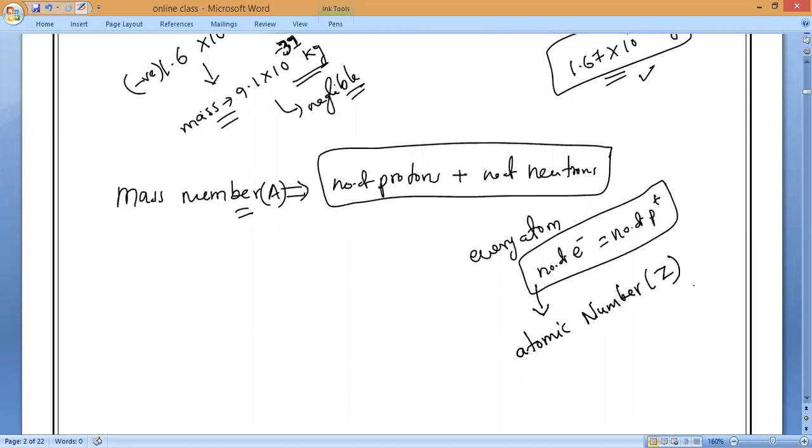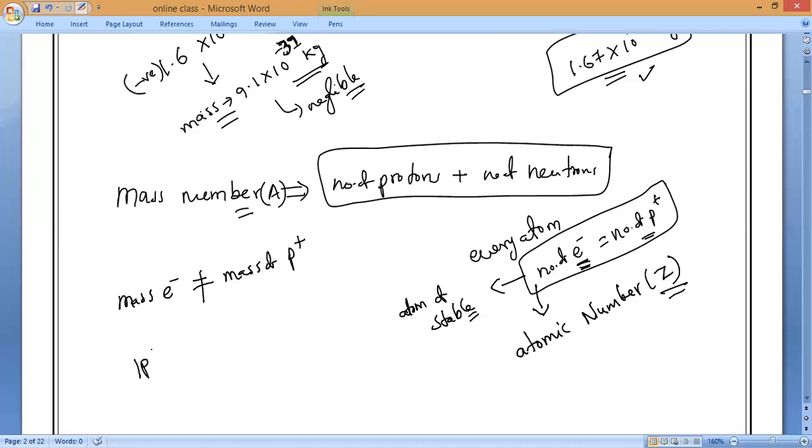Atomic number is represented with Z. Do you remember? Yes. The number of electrons is equal to the number of protons. That is why atoms are stable in nature. Atoms are stable because every atom contains an equal number of electrons and protons. But the mass of an electron is not equal to the mass of a proton. The mass of one proton is equal to 1840 times the mass of one electron.